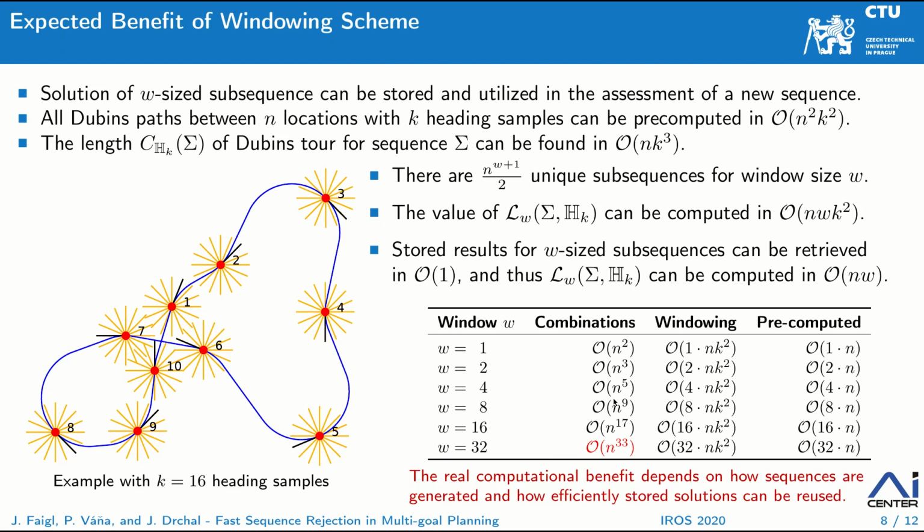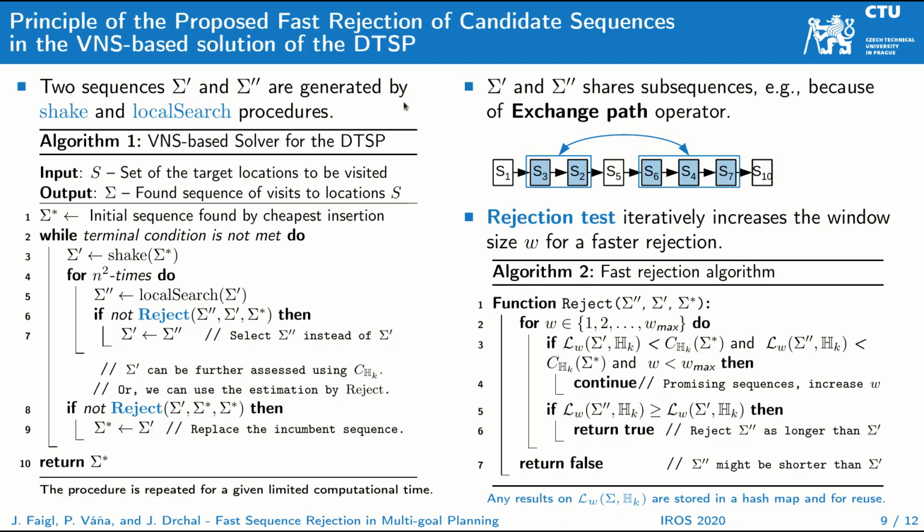What we also know is that the level bound can be computed in nwk squared. Now, if we luckily have pre-computed all needed subsequences for examination of a new sequence that can be retrieved in amortized complexity O(1), the level bound can be computed in nw. This is the theoretical speedup. Of course, the real benefit depends on how sequences are generated and how efficiently we can reuse the stored solutions.